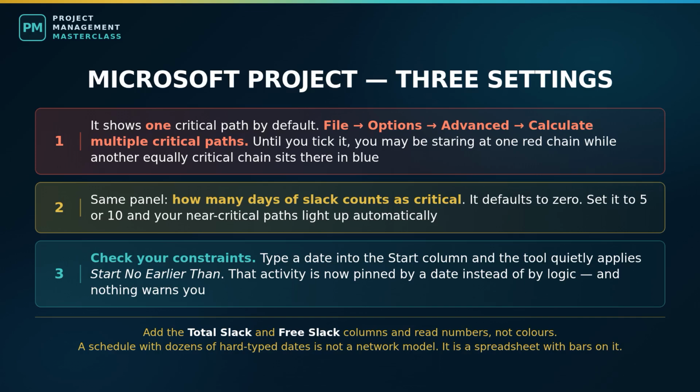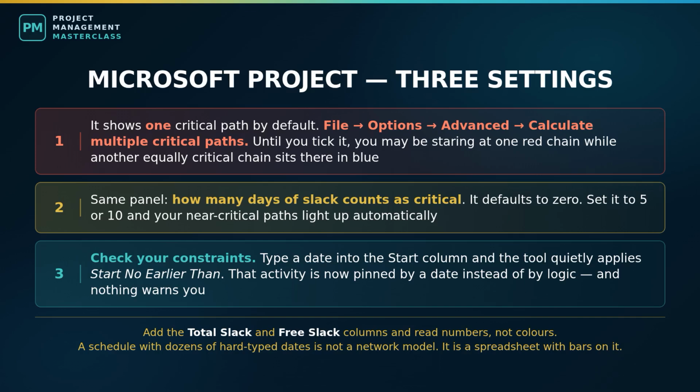3 settings that catch people out. First, the big one. Microsoft Project by default shows you one critical path. If your project has several parallel paths at 0 float, or you are working with sub-projects, go into File, Options, Advanced, and enable Calculate Multiple Critical Paths. Until you do, you may be staring at one red chain while another equally critical chain sits there in blue.